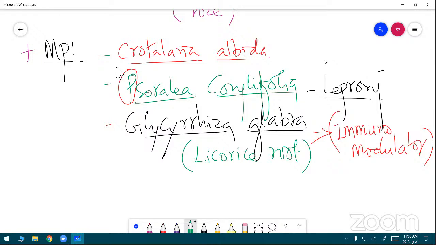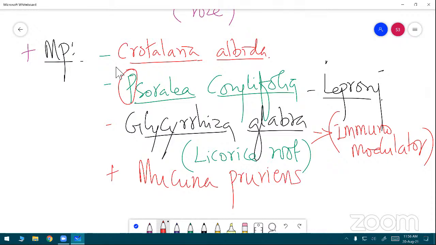Okay, one more category. Mucuna pruriens. It is called in Tamil Ponaikkal, right? It is a very interesting area. Dear students, please understand. Mucuna pruriens. It is called in Tamil Ponaikkal.